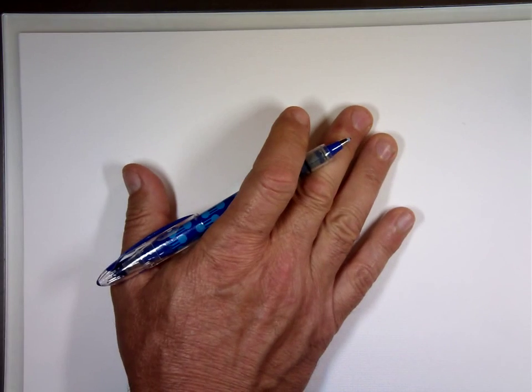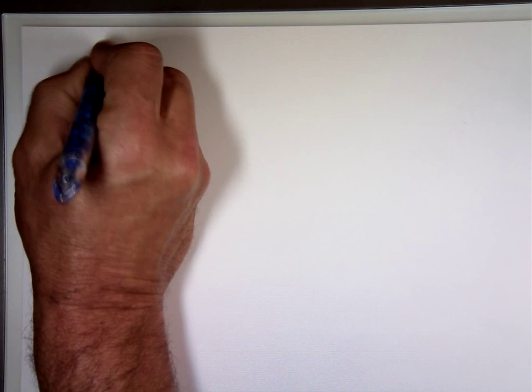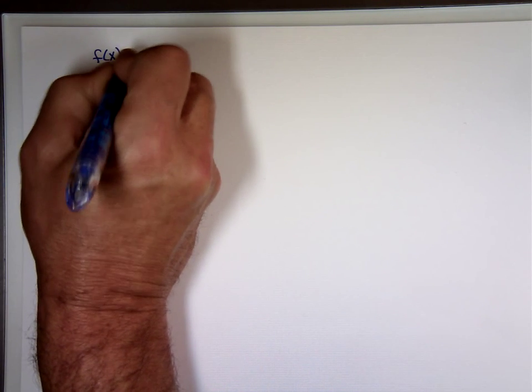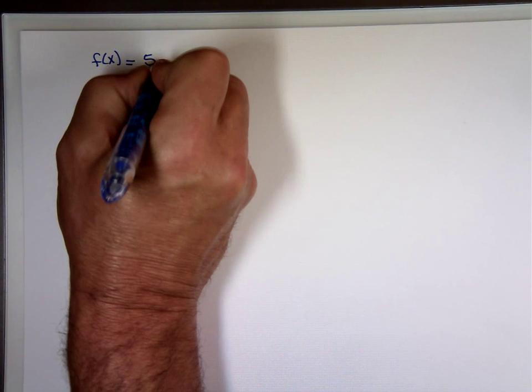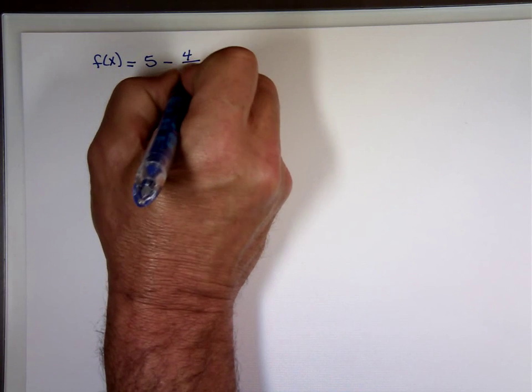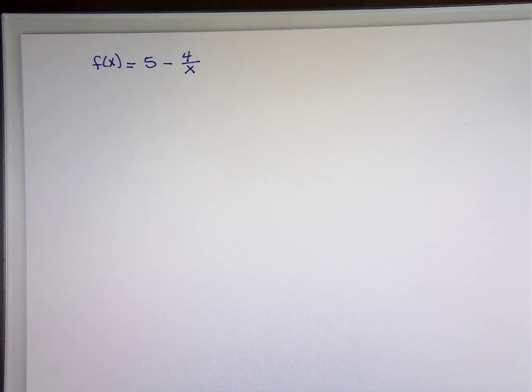f of x equals 5 minus 4 over x. Now we got a problem till I give you the interval. The interval from where to where on this one? From 1 to 4.